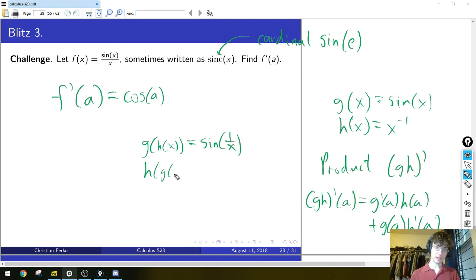If you go in the other order, h of g of x, that means plug in g to h, so plug in sine to 1 over x. This gives you 1 over sine x. But neither sine 1 over x nor 1 over sine x is the same as sine x divided by x. They're all different functions. Catch my drift?